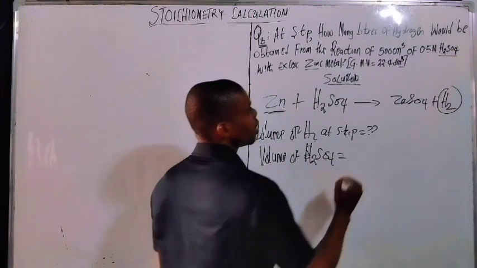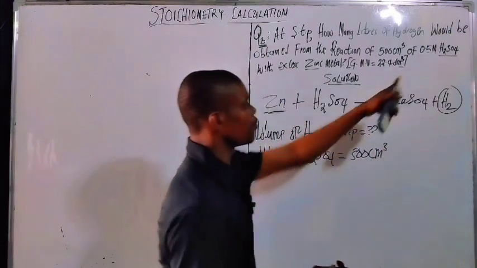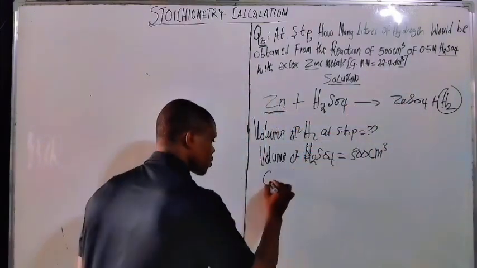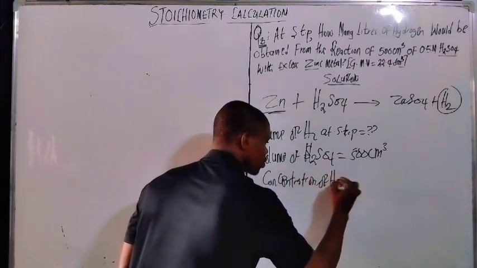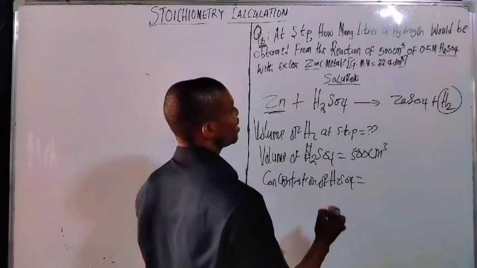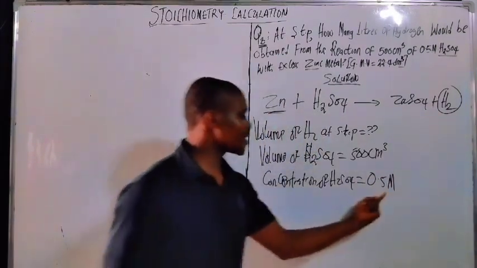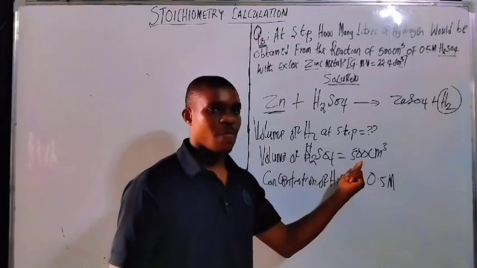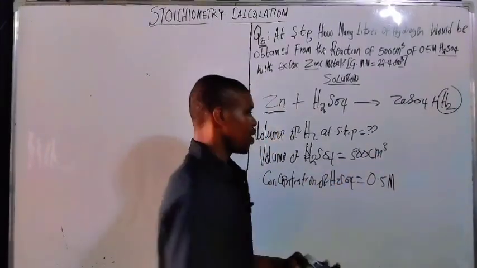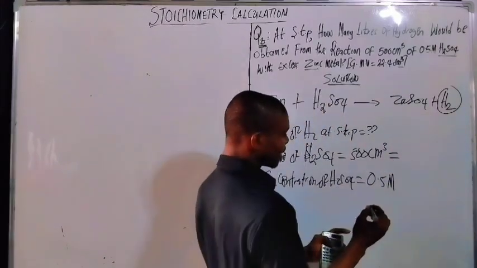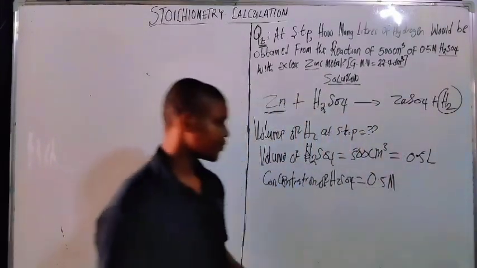The volume of H2SO4 is 500 cm cubed. Do you understand? Now the molarity, the concentration of H2SO4, is 0.5 molar. Whenever you see molarity and volume, always convert cm cubed to dm cubed. So you divide this by 1000. If I divide by 1000, I get 0.5 liter. That is it.